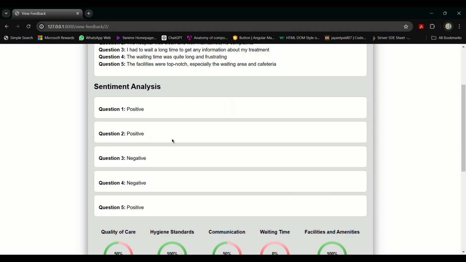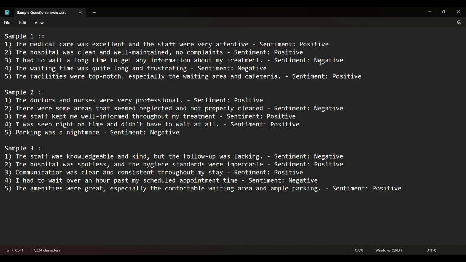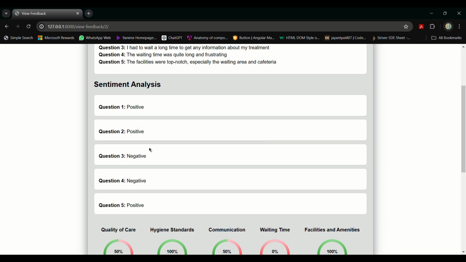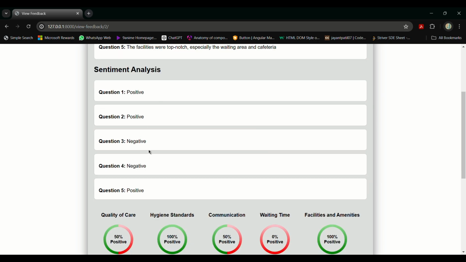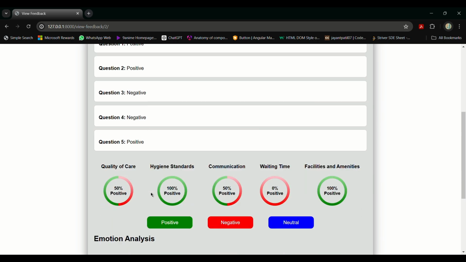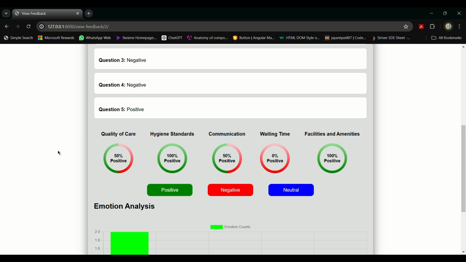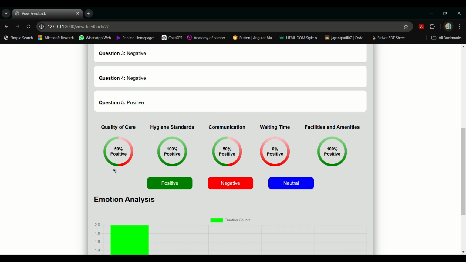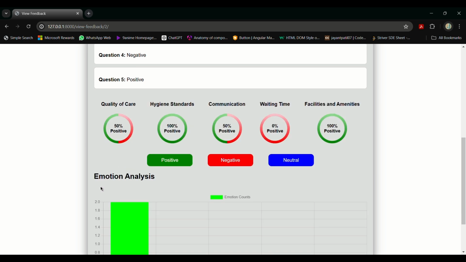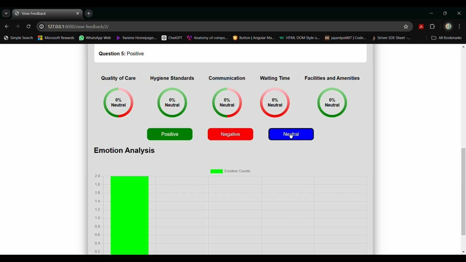Next are the sentiments which are predicted by the model. Here in the sample, we can see the first two are positive, next two are negative, and the last is again positive. And the model has predicted the same sentiments. Below that is the overall analysis of the sentiments of each question for every review. These are divided into five categories: quality of care, hygiene, communication, waiting time, and facilities and amenities. If we go for positive, we can see the positive percentages, the negative percentages, and the neutral percentage. Since we have not provided any empty or blank review, the neutral percentage is 0 for all the questions.